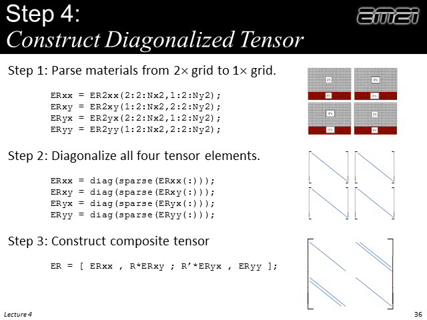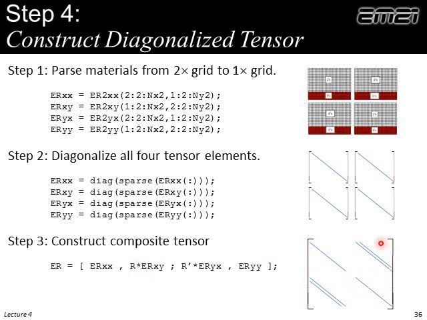Now we want to diagonalize our tensors. So the first thing we do, we have our tensors on a 2x grid. We need to parse those down to a 1x grid, but we'll come away with 4 arrays on a 1x grid. Then we diagonalize those and make sure that they're sparse matrices. So now we have 4 matrices that are diagonal. And then we assemble these together and we put in this composite interpolation matrix, if you will.